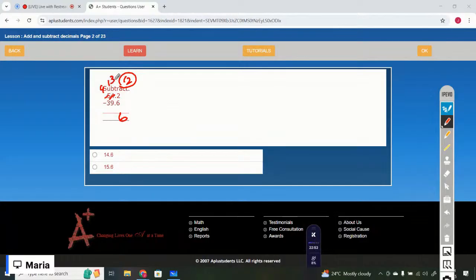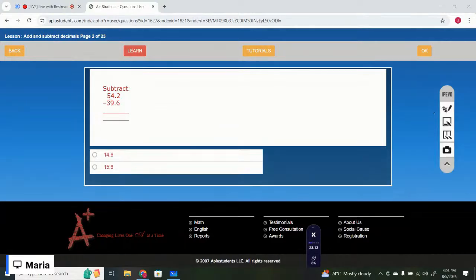Here we have 4 and 3. 13 take away 9 is 4. And 4 take away 3 is 1. So that is 14.6. Option number 1 is the correct option. That is 14.6.